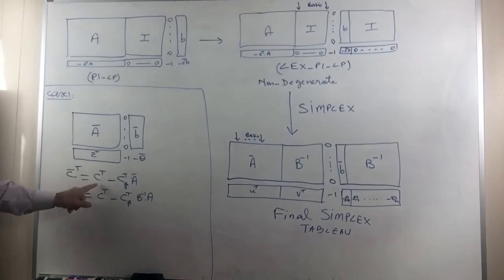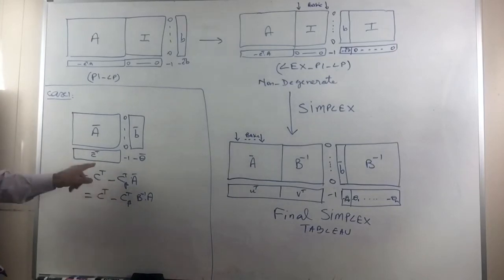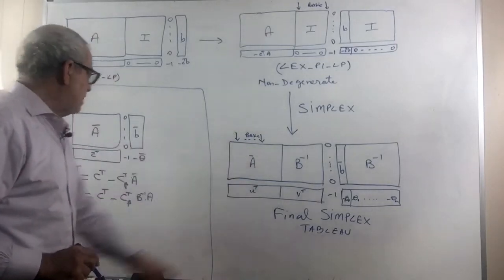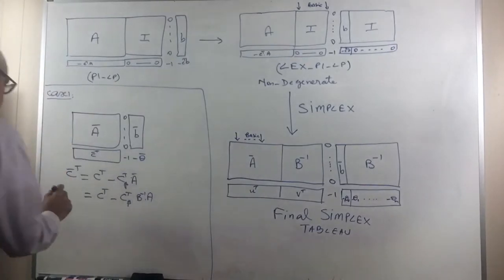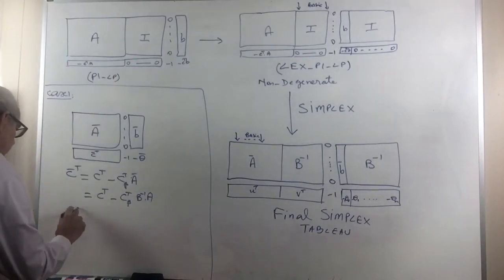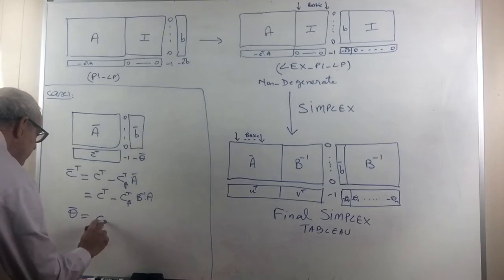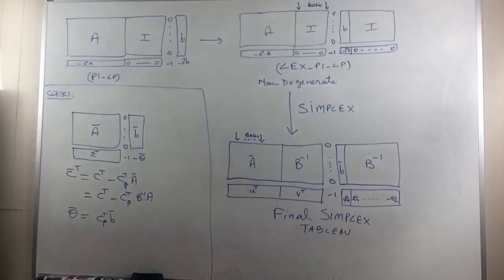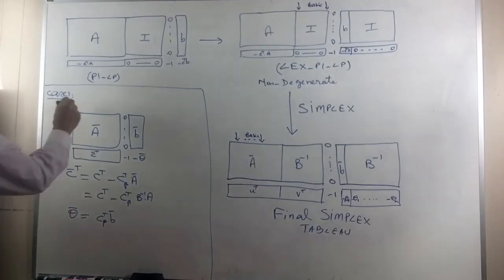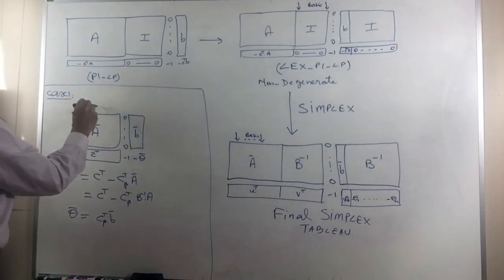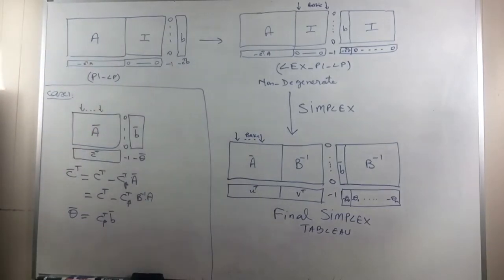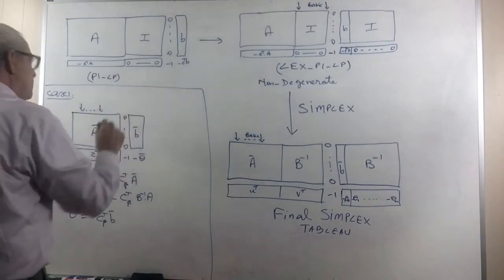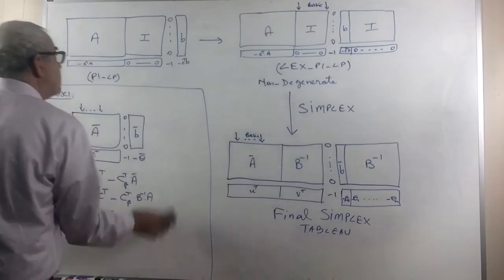Here, all we are doing is canceling. We're putting a 0 under these basic columns. So we put that here, and the theta bar is just C beta transpose B bar. Okay, and my basic variables are going to be right here, and we are done. Let me erase this.